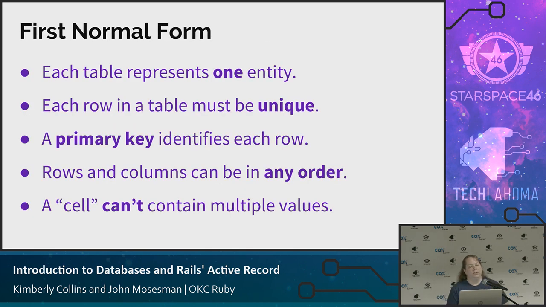And in normalization, the first step, so to speak, is called first normal form. There are 5 rules for that. The first one is that each table represents one entity. So the main problem with that unnormalized data is that we were representing multiple entities. We were representing people and classes and their enrollment in those classes. Each table needs to be for exactly one entity. Each row in the table needs to be unique, and that's often not the case in a spreadsheet. A primary key is going to identify each row. Rows and columns can be in any order.